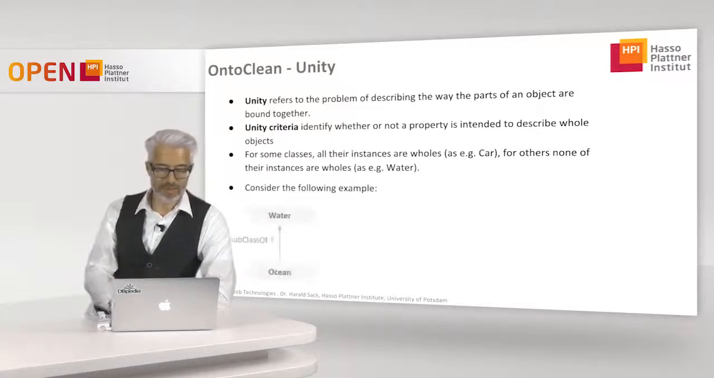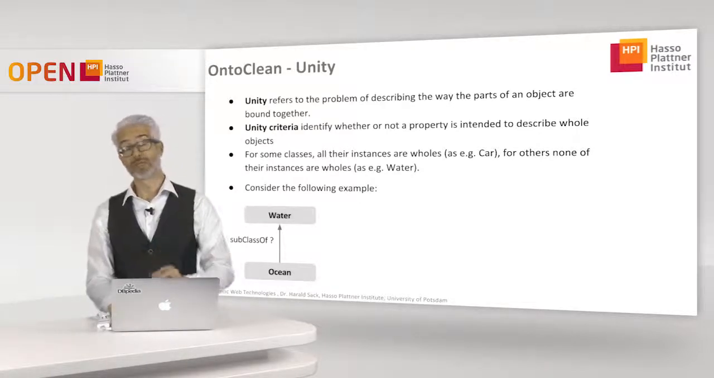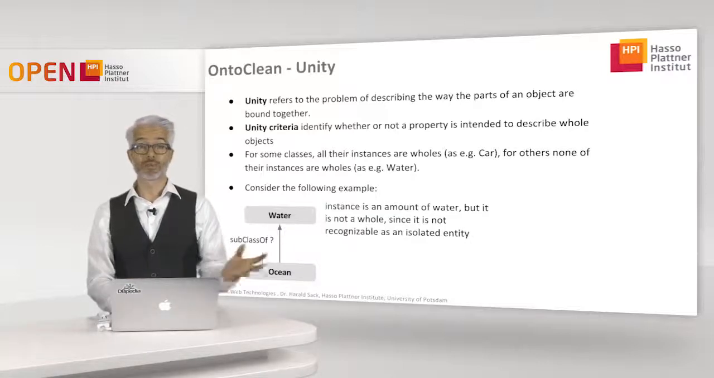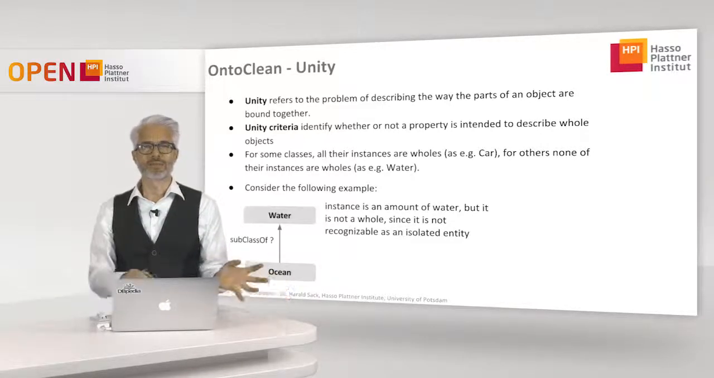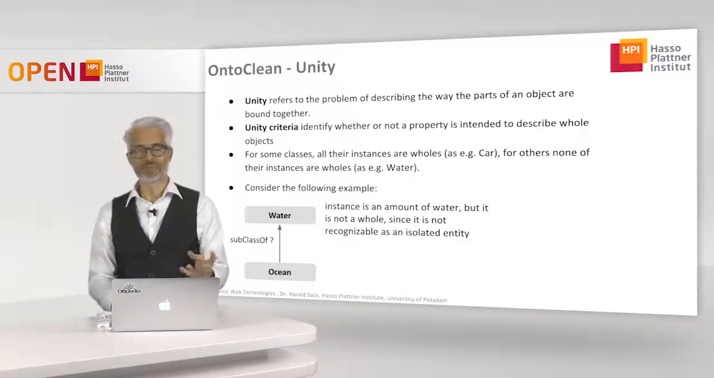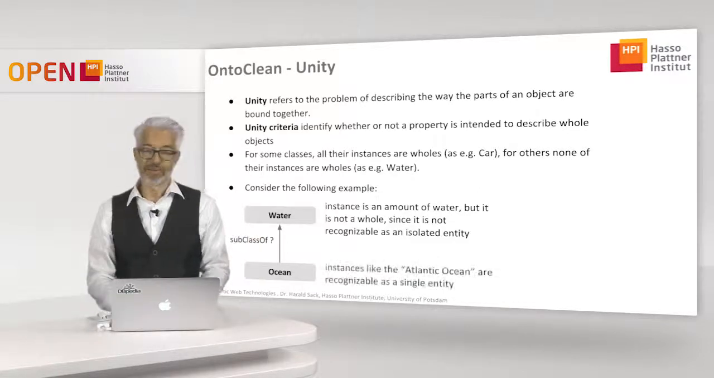So consider the following example. We know this already. Can we somehow say ocean is a subclass of water? We have already discussed that. But here again, if we look at the instances, so we look at an instance of amount of water, it's not a whole since it's not recognizable as an isolated entity. So again here, with water, it's difficult to identify an amount of water somehow. And the opposite holds for the ocean. Instances like the Atlantic Ocean are recognizable as a single entity. So here we have a criterion.